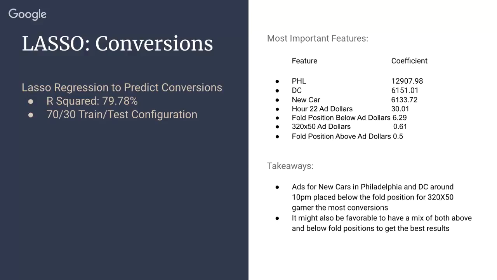Moving along with the same line of explanation, we saw that Philadelphia and DC ads for new cars, which were placed around 10 p.m. below the fold position, yielded the greatest number of conversions. The R-squared for this model was close to 80%.